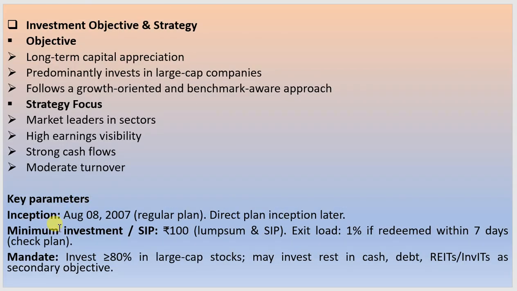Now move to key parameters. Inception is 8 August 2007 for the regular plan; direct plan inception is later. Minimum investment: SIP, systematic investment plan, minimum rupees 100, for lump sum and SIP. Exit load is 1% if redeemed within 7 days. Mandate: invest more than 80% in large cap stocks; may invest the rest in cash, debt, REITs and InvITs as secondary objectives.